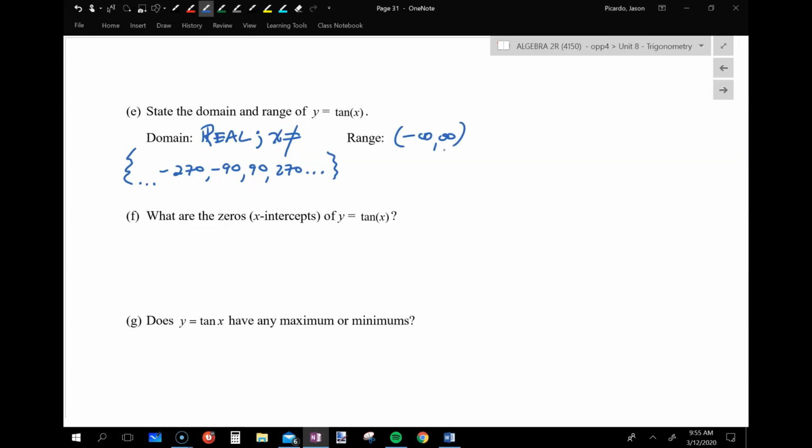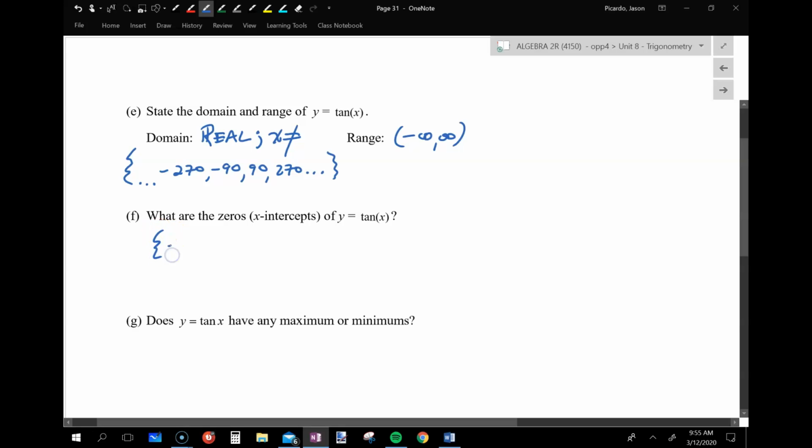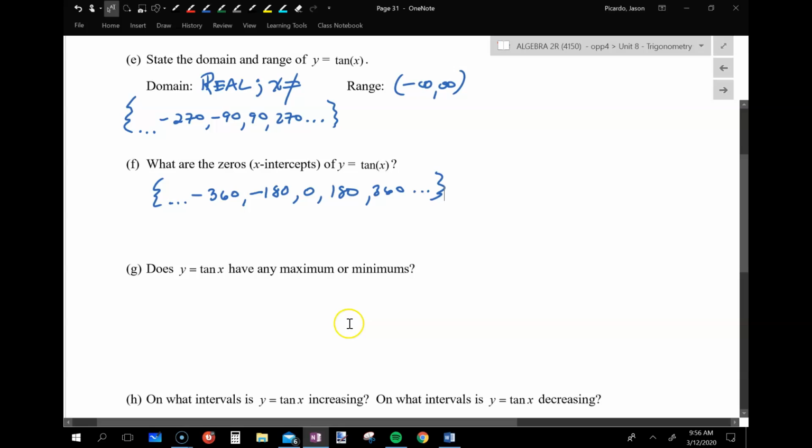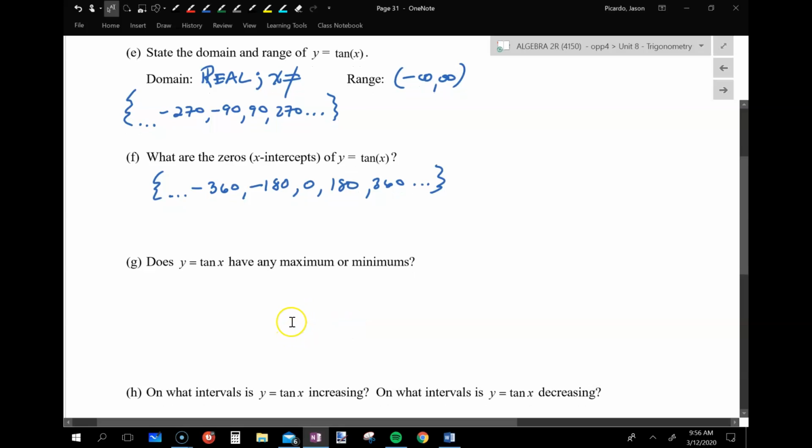What are the roots? What are the zeros? The roots are where it crosses, right? So the roots happened at negative 360. Oh, hang on. Don't write that. So the roots are dot, dot, dot, negative 360, negative 180, 0, 180, 360, dot, dot, dot. Does this graph have any maxes or mins? No.